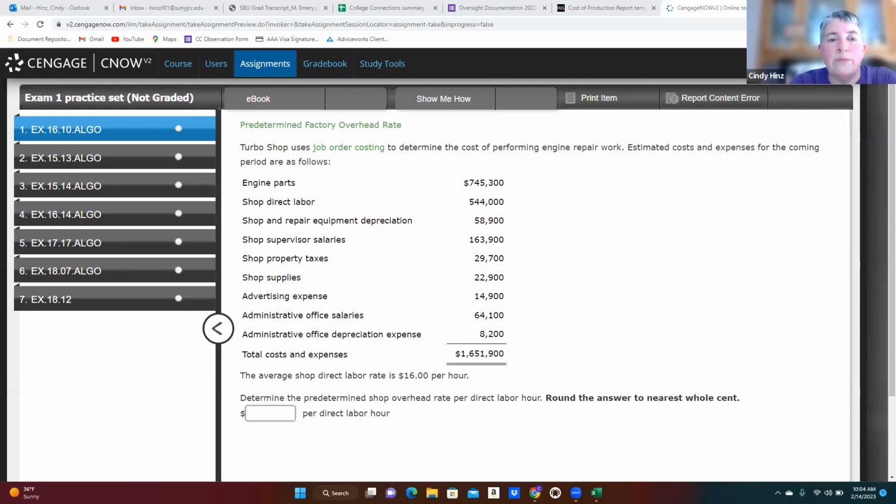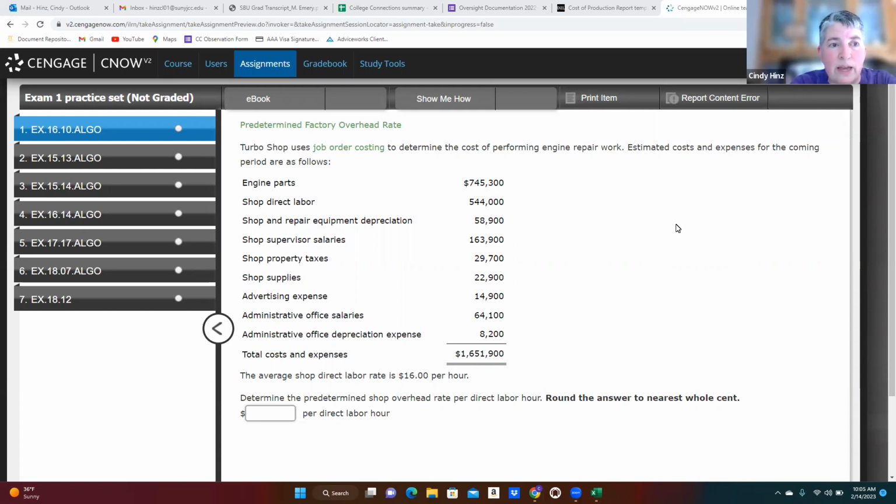Welcome to our review session for exam number 1. This exam covers the first 4 chapters, so that's 15 through 18. And this is the 16th edition of the Financial and Managerial Accounting textbook.